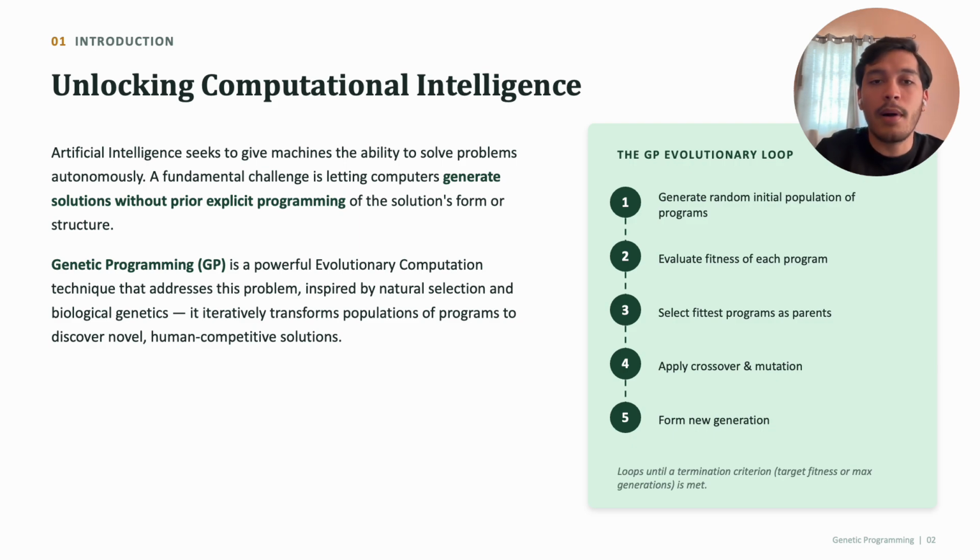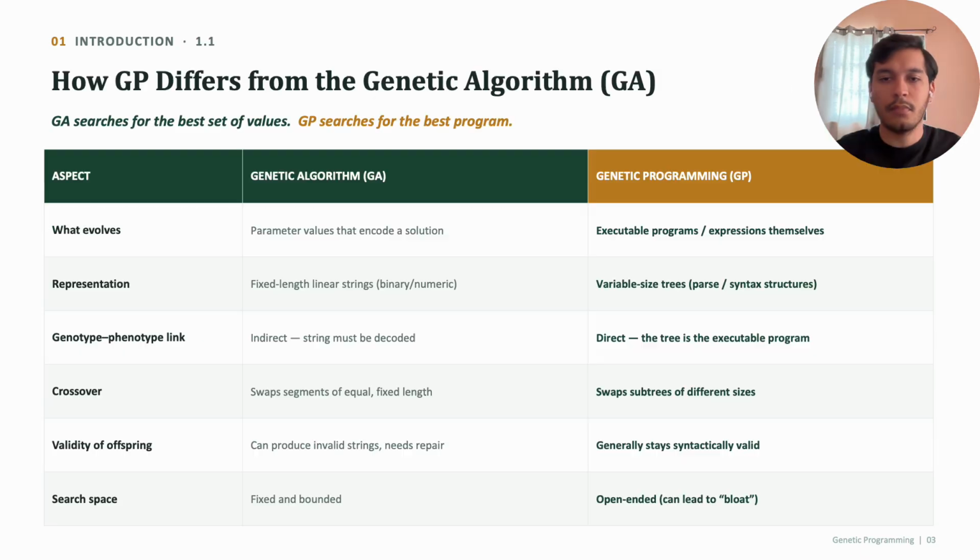Those parents combine and mutate to create a new generation, and this cycle just keeps repeating until the population converges on a good solution, or we simply run out of time, right? So that's exactly the 5-step loop you see on the right of the screen. Basically, we generate, we evaluate, we select, we apply crossover and mutation, and of course, form a new generation.